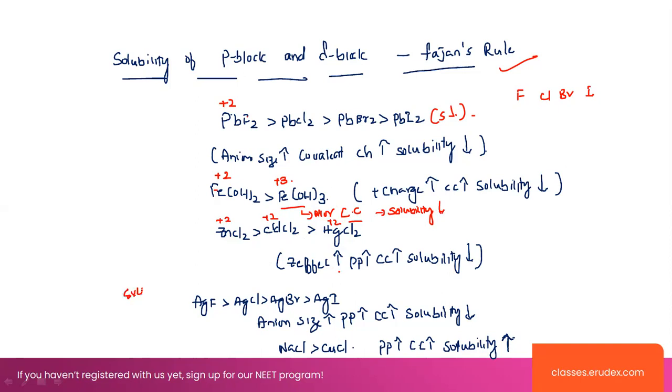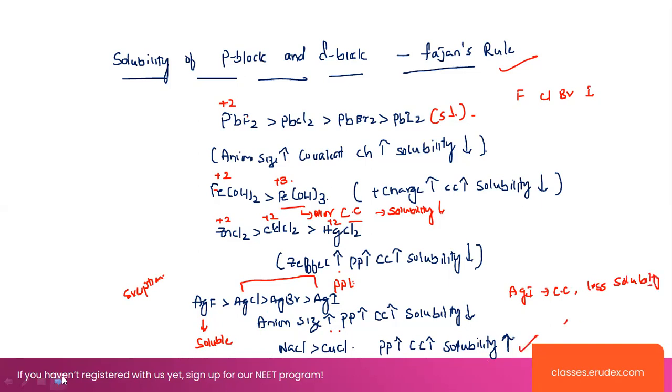Coming to the next one, this is an exception. In this case, AgF will be more soluble, and the others will form precipitates. As the anion size increases, polarizing power increases and solubility decreases. Silver iodide has more covalent character, so it has less solubility.